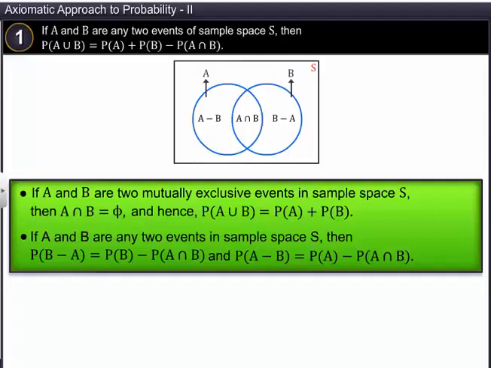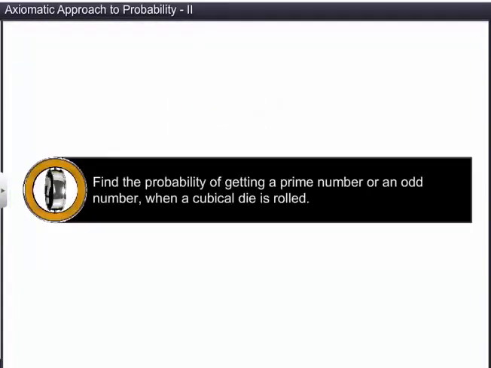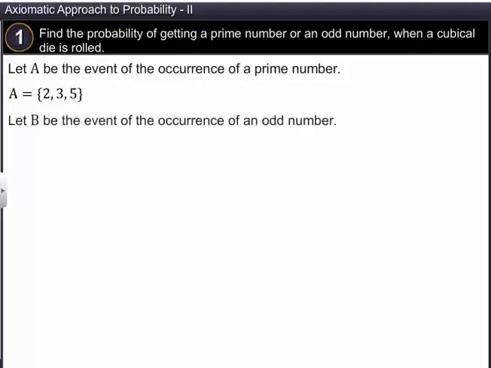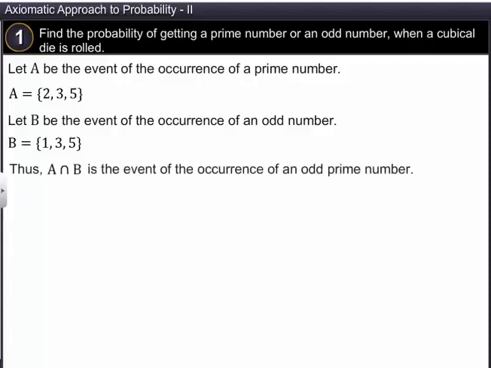Let's look at an example. Find the probability of getting a prime number or an odd number when a cubical die is rolled. Let A be the event of the occurrence of a prime number. It will consist of the numbers 2, 3, and 5. Let B be the event of the occurrence of an odd number. It will consist of the numbers 1, 3, and 5. Thus, A intersection B is the event of the occurrence of an odd prime number and consists of 3 and 5.